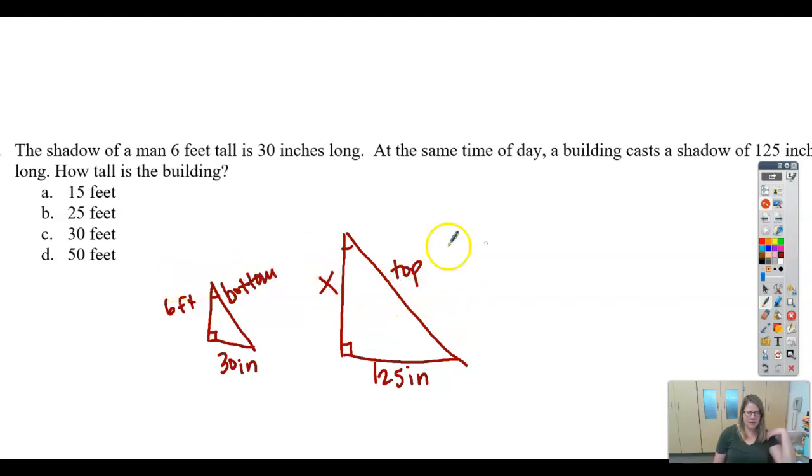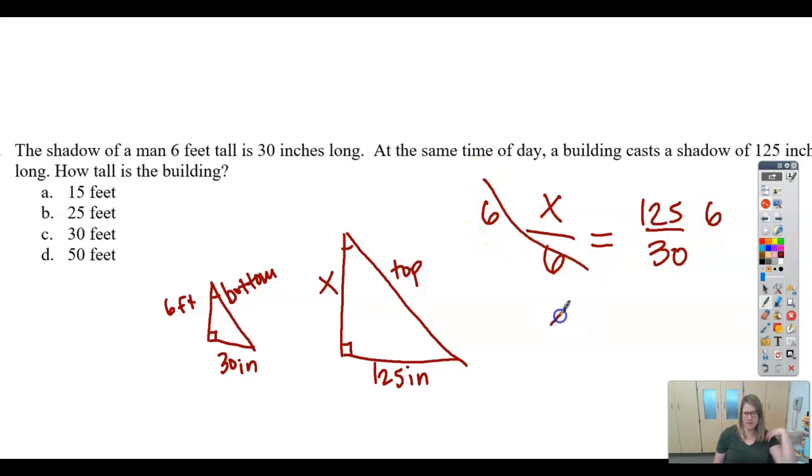So x corresponds with 6. So x over 6 would have to equal 125 over 30. So just go ahead and multiply both sides by 6. So 125 times 6 divided by 30, or you could also do 125 divided by 30 times 6. Both are the same, and x equals 25.